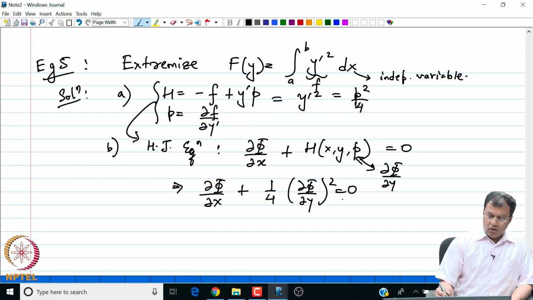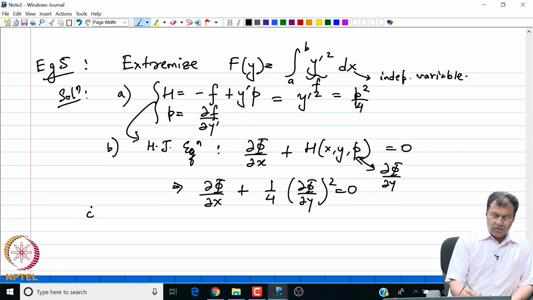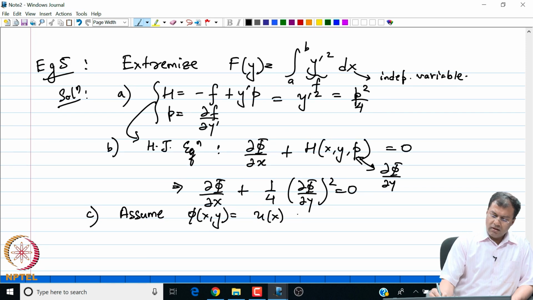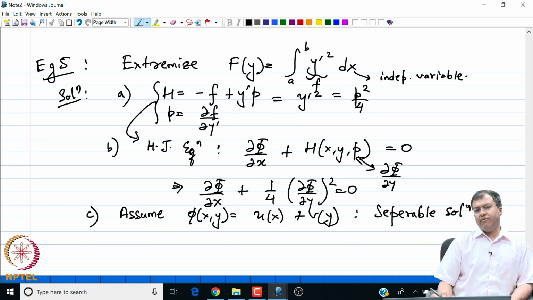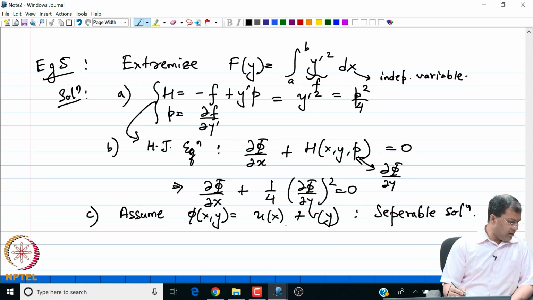Now, from here on we have to solve this equation. So, step C tells us to find the solution to this Hamilton-Jacobi equation. We assume a solution which is variable separable. So, assume phi of x comma y to be of the form u(x) plus v(y), right. So, a separable solution. Right now, we are assuming that I can separate my solution. In a later lecture, I will show how to separate this solution.